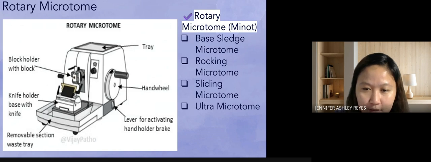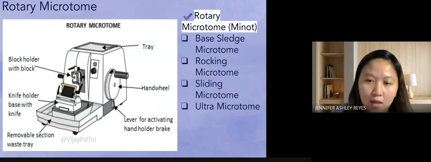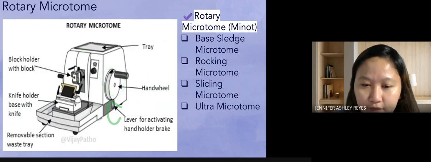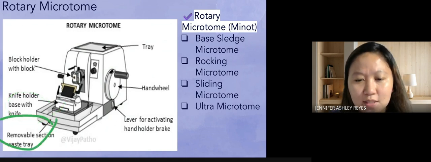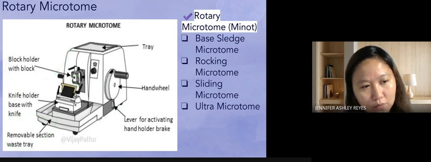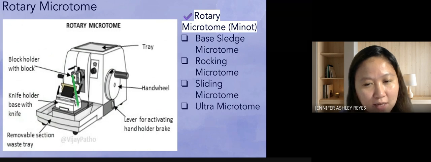So this is an illustration of the rotary microtome. There is a tray, hand wheel, the lever, knife, holder. This is the removable section waste tray and the block holder with the block. So again, the paraffin block moves vertically past the blade and then returns to its position. And the knife will move to receive the specimen.